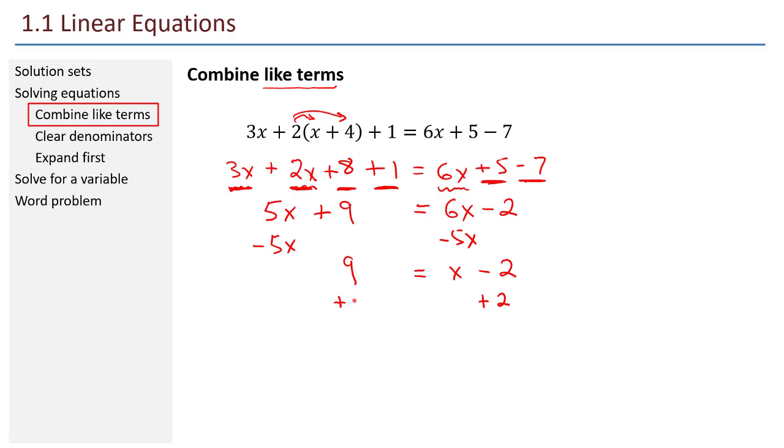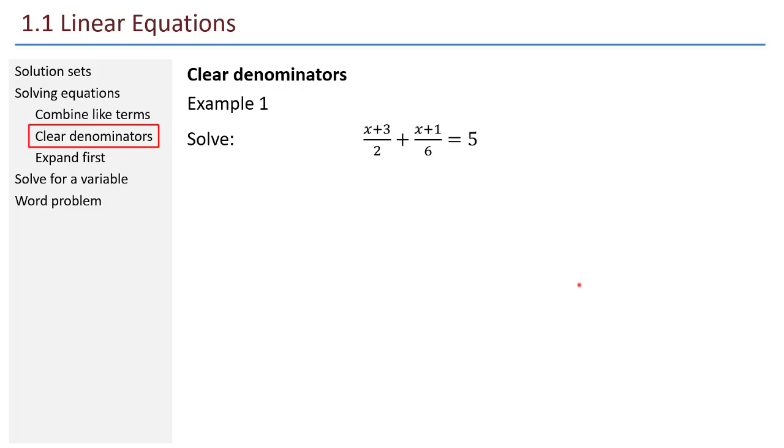Now it's pretty straightforward. I can add 2 to both sides, and I end up with 11 equals x. So x ended up on the right side of my equation, but that's fine. It looks good. I found my solution, x equals 11. So as you're solving equations, look for ways that you can combine your like terms as much as possible.